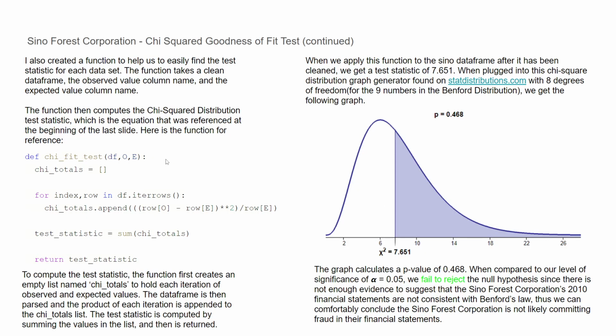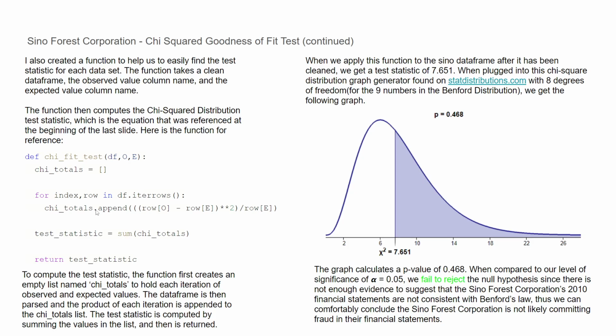Here's a function for reference. I built this on my own. Honestly, I don't know if there is one that I could have used, but this worked for me. So what we're doing is we're taking the data frame, observed value, and expected value as arguments. The O and the E are actually going to be referenced to the string that represents the column in the data frame right here. We first take an empty list and store it into the value chi totals.